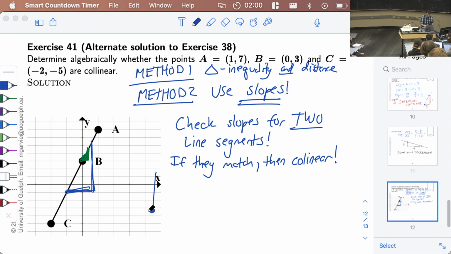For example, if they don't match, it might look like this. If it's a bent angle, then the slopes won't match. So all you got to do is calculate two slopes. Let's do the two that were suggested: the slope of AC and the slope of AB.